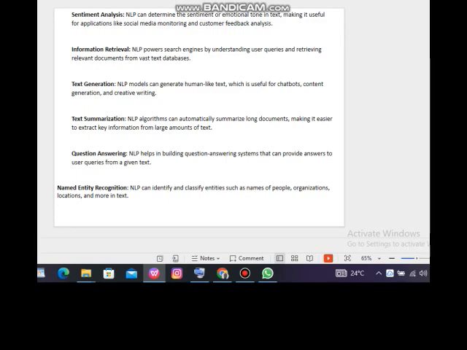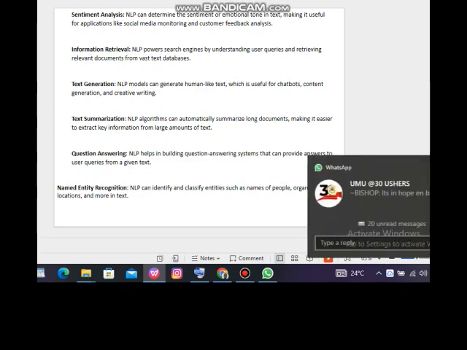Sentiment analysis. They also help to determine the sentiment or emotional tone in text, making it useful for applications like social media monitoring and customer feedback analysis. Information retrieval. NLP helps to power search engines by understanding user queries and retrieving relevant documents from vast text databases. Text generation. NLP models can generate human-like text that is useful for chatbots, content generation, and creative writing.